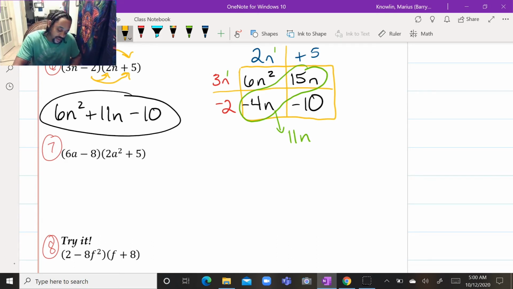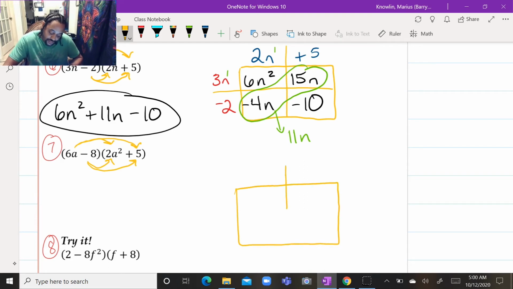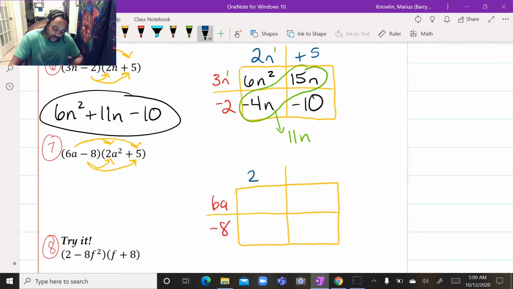Let's take a look at number 7. 6a times 2a squared, 6a times positive 5, negative 8 times 2a squared, negative 8 times positive 5. Let's do our 2 by 2. And now we go ahead and multiply. We gotta write it out. So we have 6a and a negative 8. Then we have our 2a squared and our positive 5.